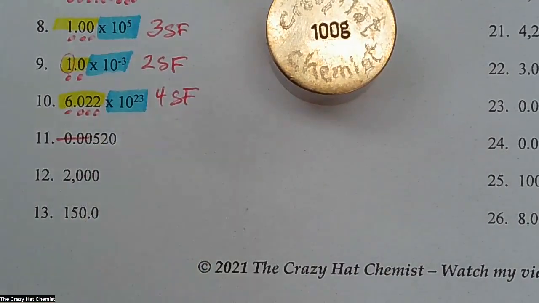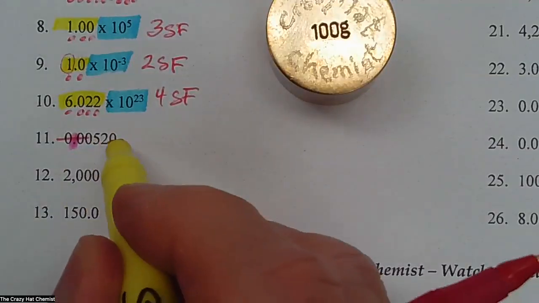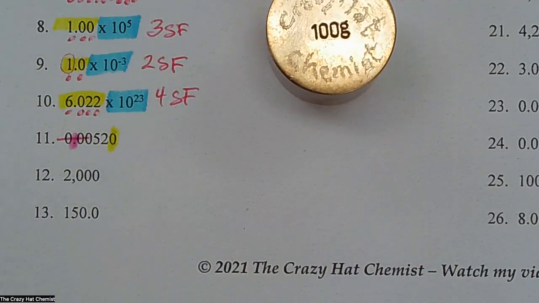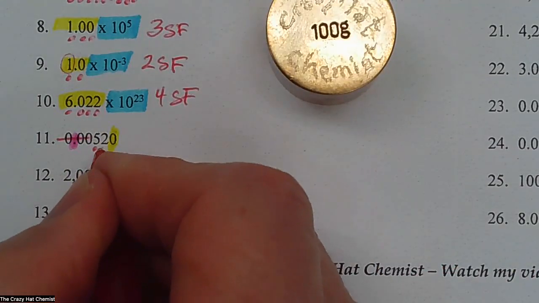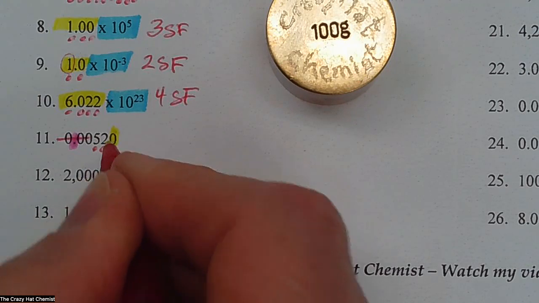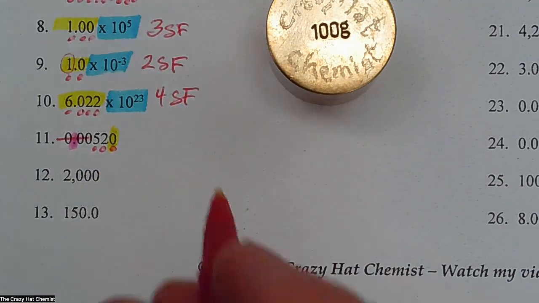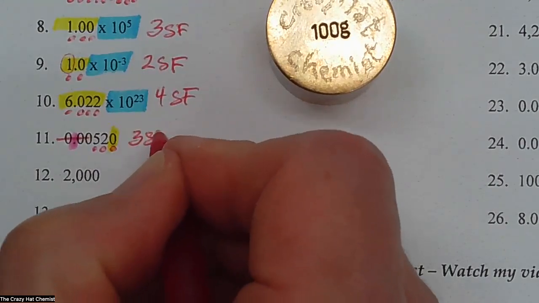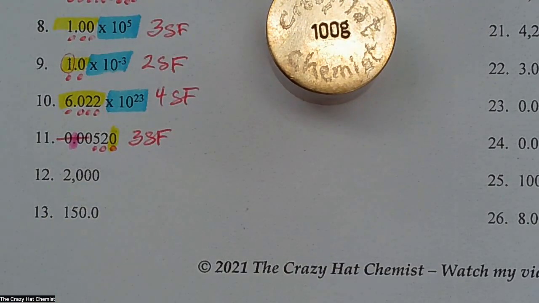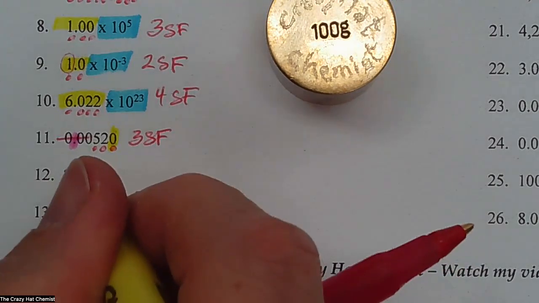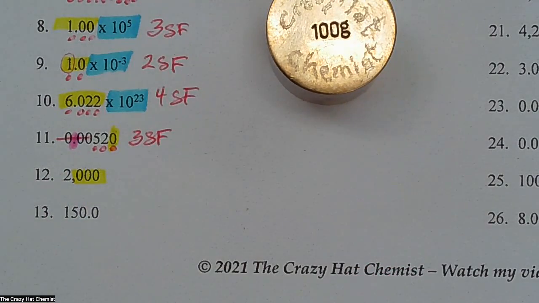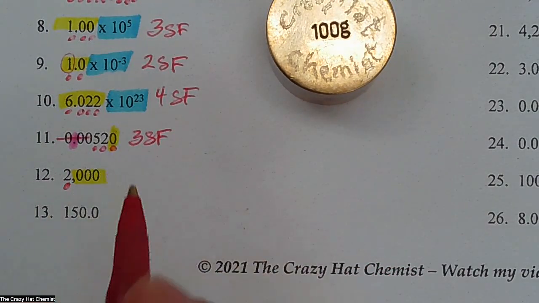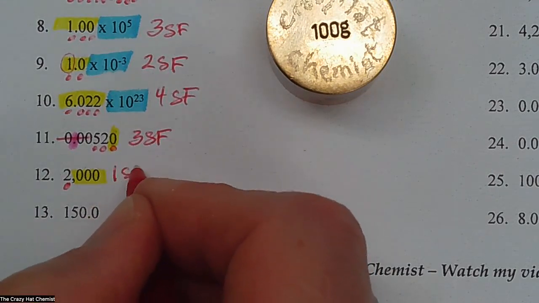Okay, is there a decimal in the number? Yes, there is. And therefore this trailing zero counts because there's a decimal in the number. The 5 and the 2 count because they're non-zero integers, and this is a trailing zero with the decimal in the number. It counts three significant figures. Okay, these three zeros are trailing zeros, but there is no decimal in the number, so they do not count, and so this has one significant figure.